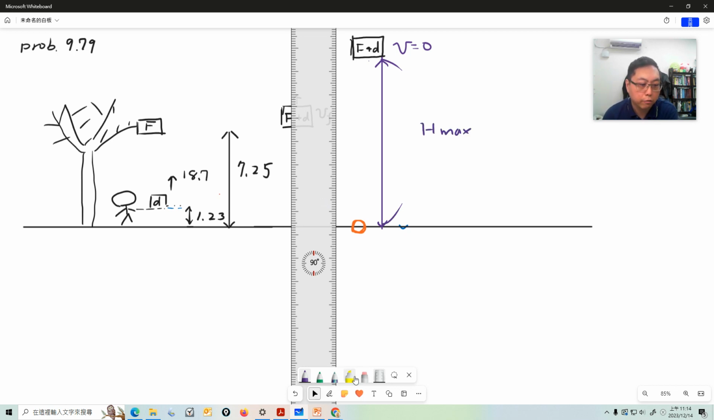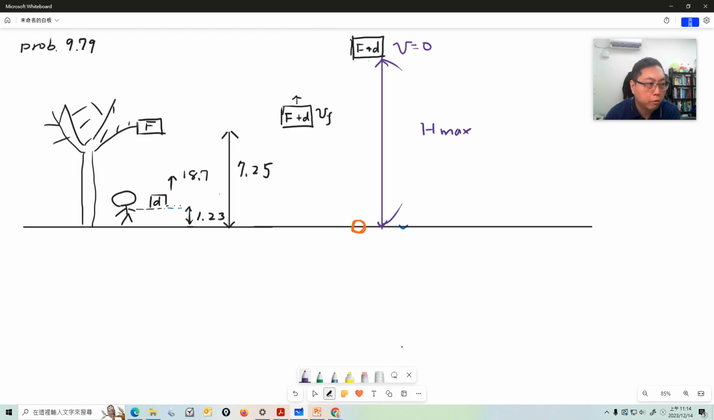From this graph, we already know this part is 7.25. So all we have to calculate is this part, which we call delta y. You want to calculate the distance of this part.